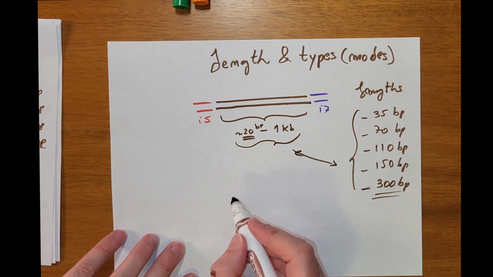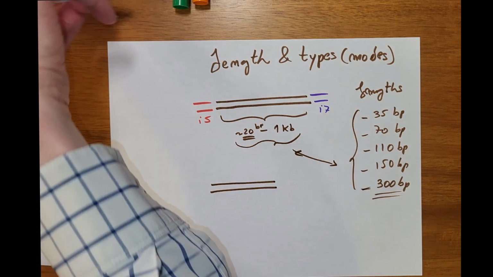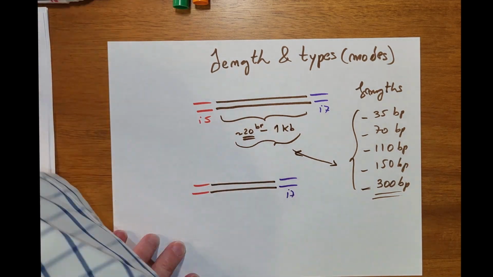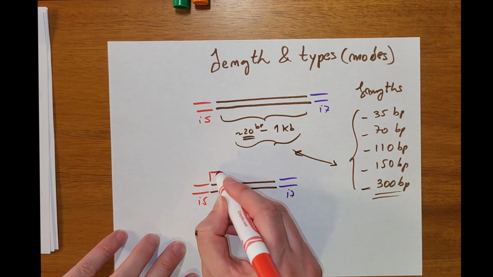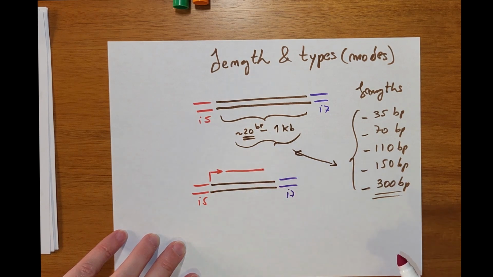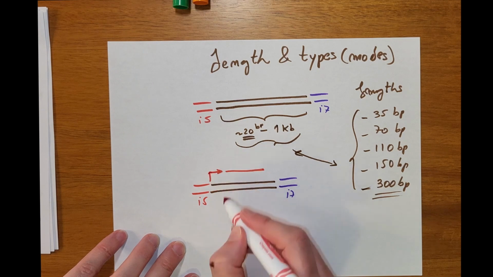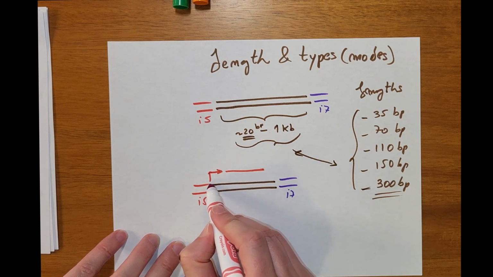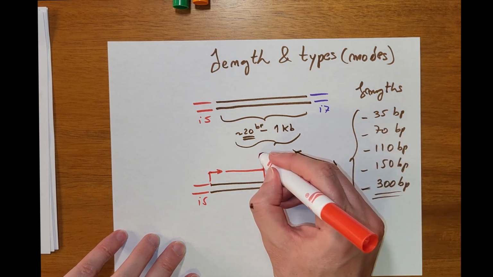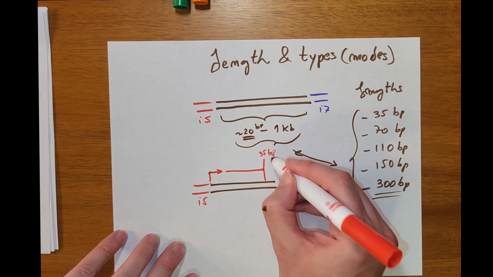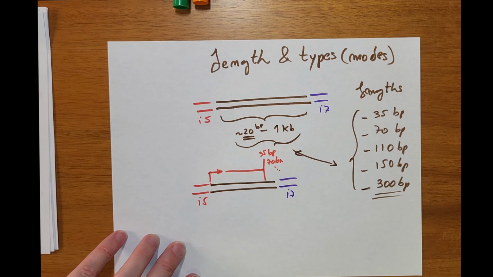So what you can do is two things. You can sequence from only one side. So you will start sequencing from here, and you can sequence part or the entire read. And what you will get is the sequence starting from here until whatever limit you tell it, I don't know, this can be 35 base pairs, 70 base pairs, etc.